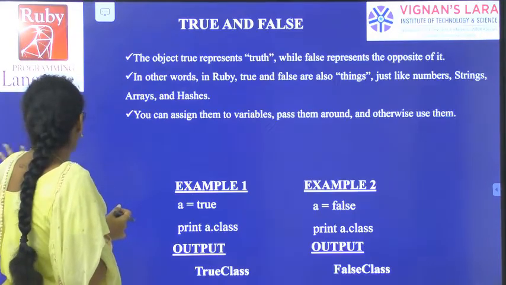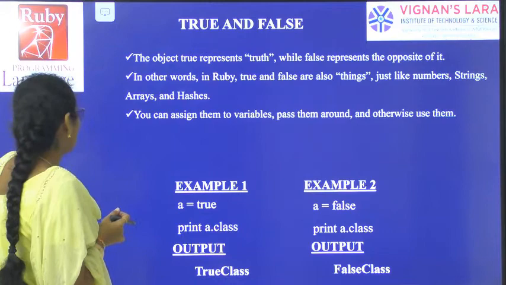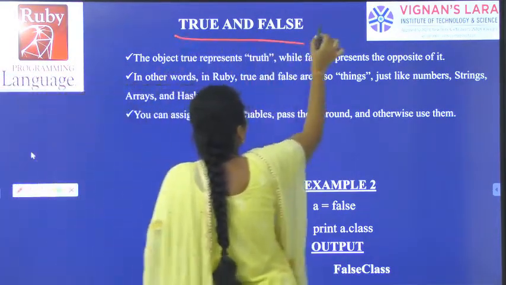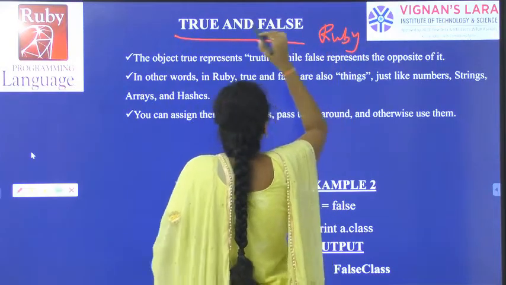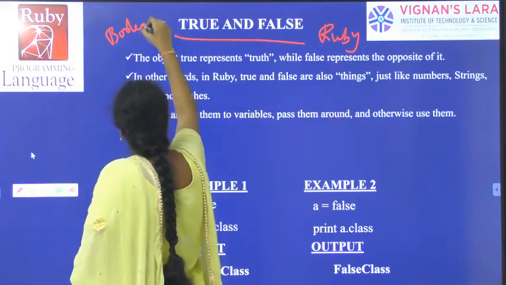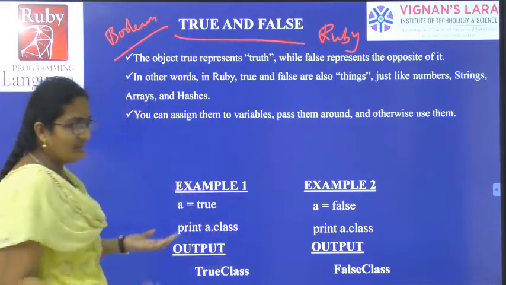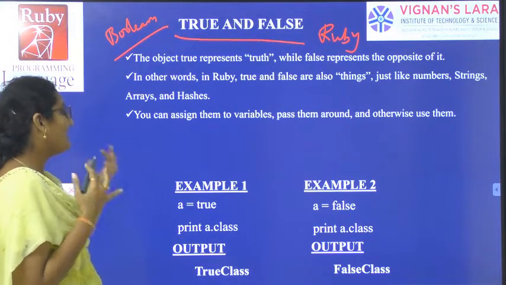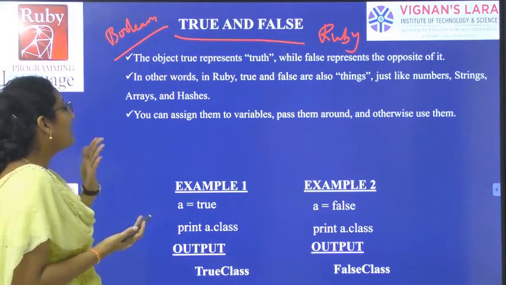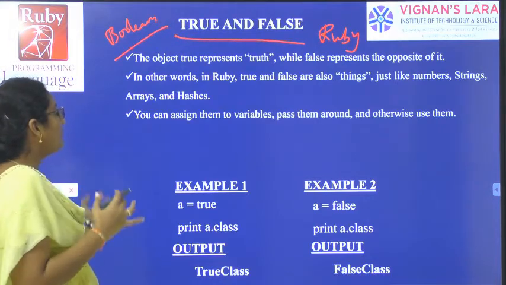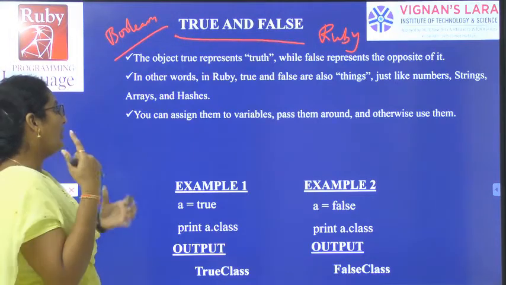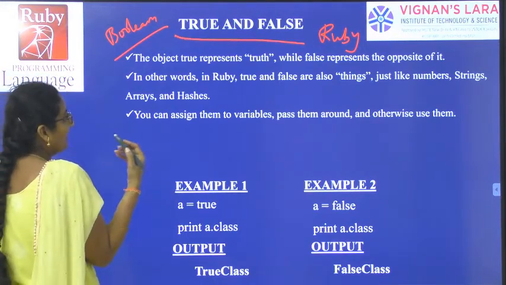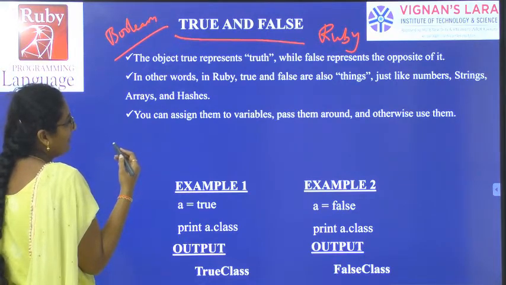So the next one is true or false. So see here, true or false is a kind of data type in Ruby. Actually, we will have boolean values in any programming language. Boolean value is also nothing but either true or false or yes or no or 0 or 1. Similarly, true and false is a data type in Ruby. See here what it will represent. It will represent the truth or falsehood about an object. So you have a thing or a number or an array. Anything about anything, it will represent either a true value or a false value.